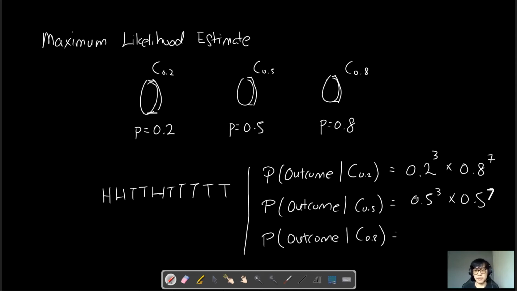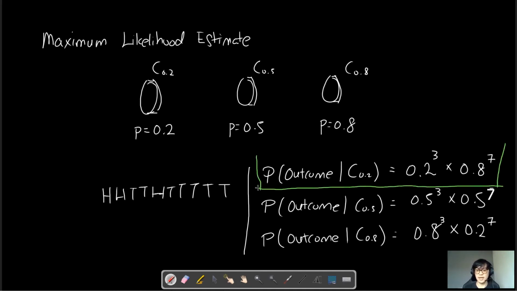And the same thing, the probability that we see our outcome, given that the coin is the 0.8 coin, well, the probability that we see a heads is 0.8, right? So we have 0.8 times 0.8 times 0.2 and so on and so forth. So what we have is 0.8 to the power of 3 times 0.2 to the power of 7. And if you compare the quantity of this thing, clearly the one where you assume the coin is 0.2 comes out to be the highest, right? This is the largest quantity here.